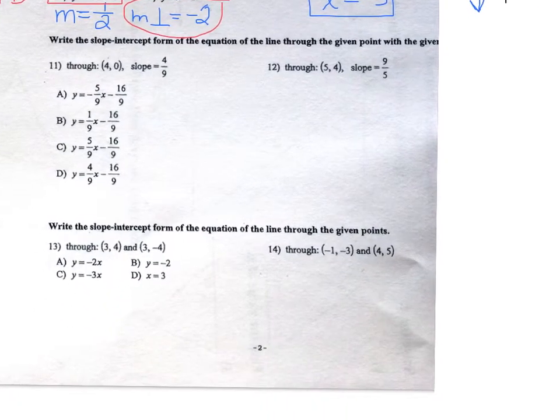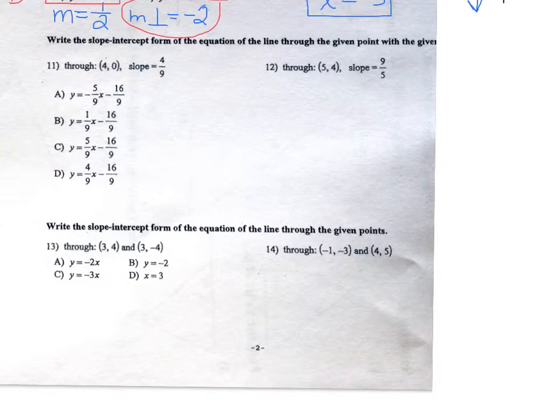Number 11, write the slope-intercept form of the equation of the line passing through the given points, and the slope given. Okay, no problem. Let's put that into the equation. Let me label my point x1, y1. So y is 0. The slope is 4 over 9. The x is 4. So here I just use what they give me.